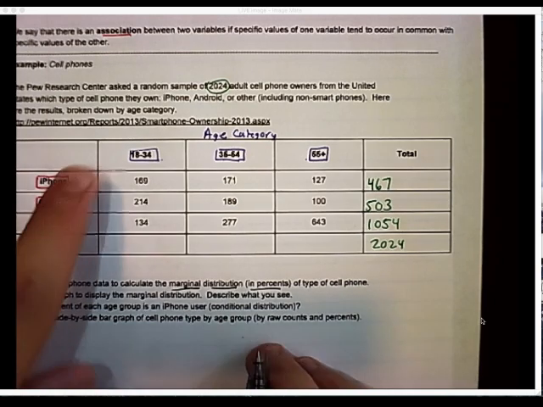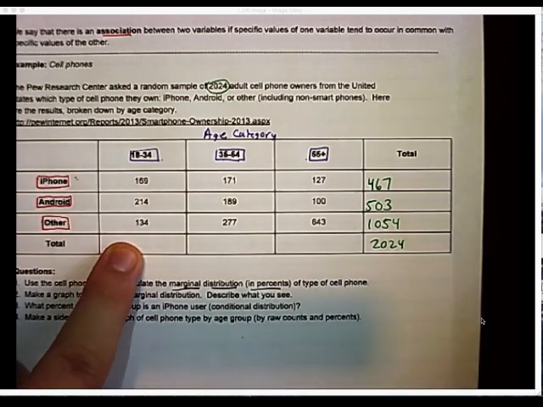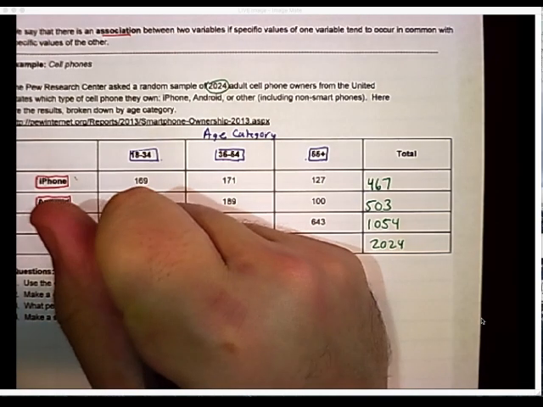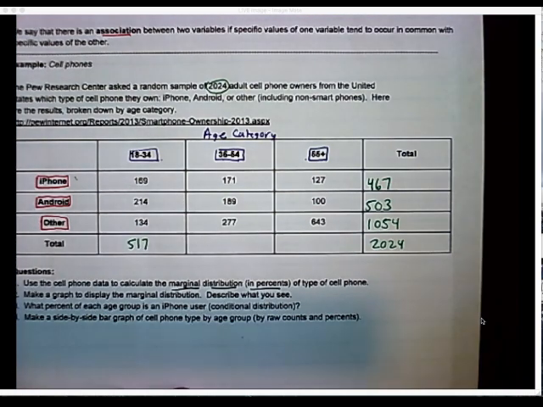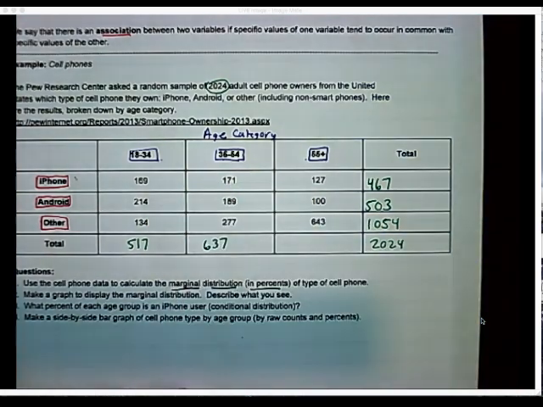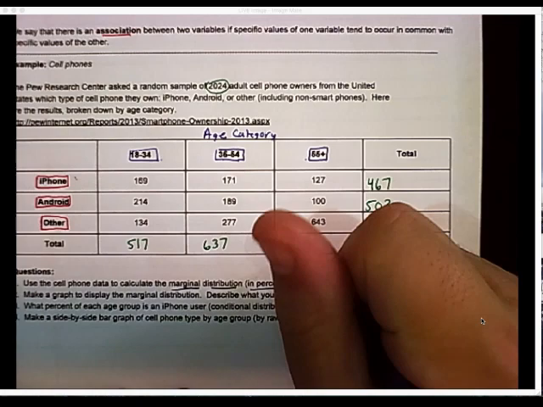Okay. Now let's add down by age group. So 169 plus 214 plus 134, 517. 171 plus 189 plus 277. And again, I'm doing this on the calculator. That's 637. And 127 plus 100 plus 643, that's 870.